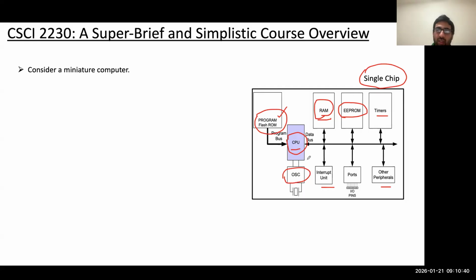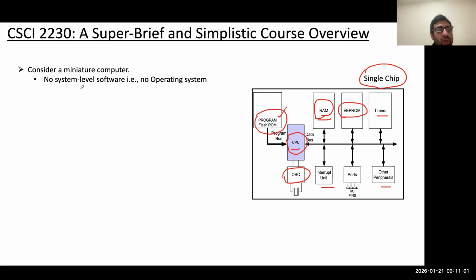So in your desktop or your laptop, you have multiple chips, and those chips are connected together through buses, right? But here in this course, we are going to consider a miniature computer where everything is on a single chip. So that is the main difference.